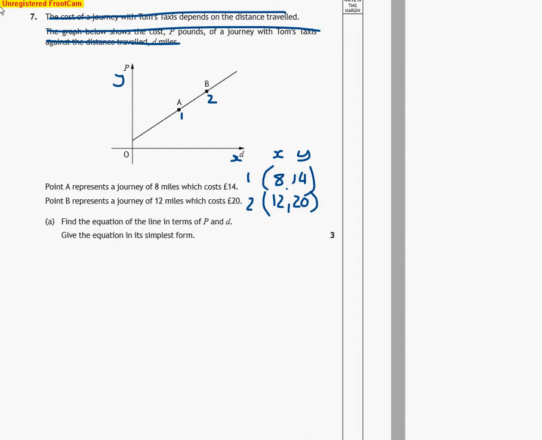Okay, so we need to find the equation of the line. So when you think equation of the line, there's two equations of the line you can use. Some people use y minus b is equal to m times x minus a, which is totally fine. I am not going to use that. I prefer y is equal to mx plus c. Okay, so m's our gradient and c is the y-intercept.